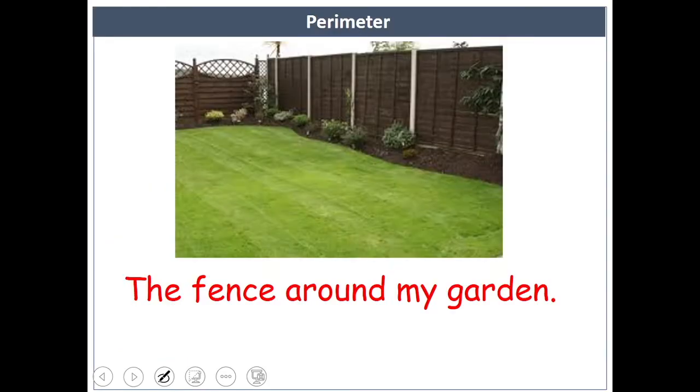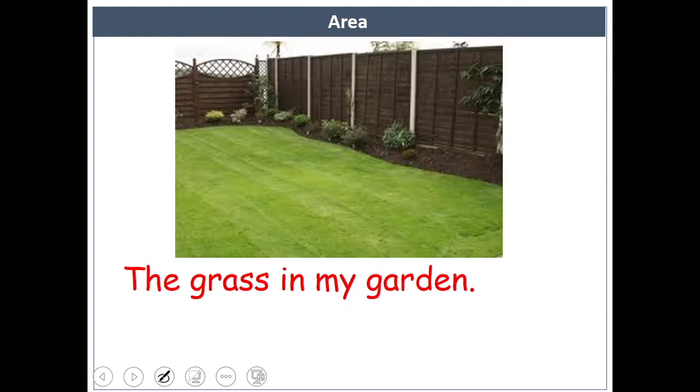Just to make sure that we understand, if I were to put a fence up around my garden, I will be dealing with the perimeter, so I'd have to work out the perimeter. Whereas if I were to put new grass down, I would be dealing with the inside of my garden, so I'd have to work out the area.